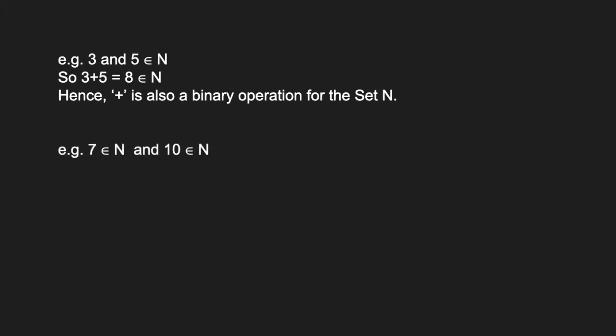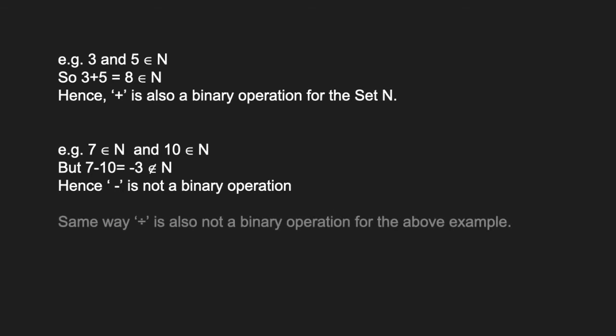Let us take another example. 7 and 10 both belong to N. Now 7 minus 10, that is minus 3, does not belong to N. So what we can say is minus is not a binary operation for the given set N. Similarly, division is also not a binary operation for the above example, as 7 divided by 10 would not be a natural number, so it is not a binary operation.